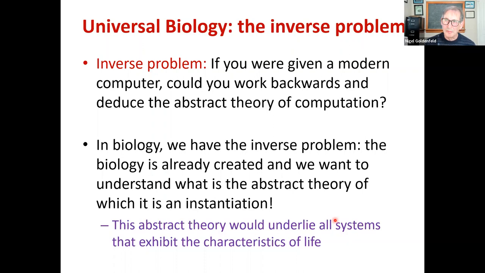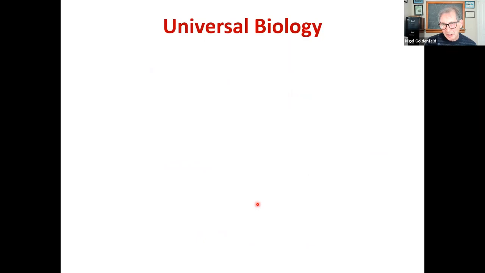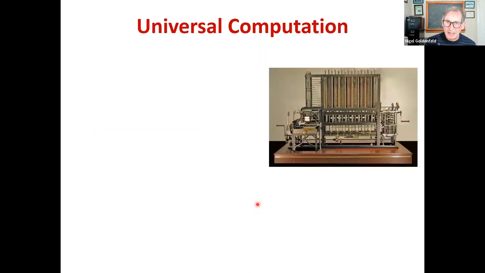Now, in biology, that's the inverse problem. We've already created the biology. We have the same problem, but we want to understand, what is the abstract theory? What is the abstract dynamics of which evolutionary dynamics is the instantiation? That is an abstract theory in the same way that universal Turing computation is an abstract description of universal computation that would underlie all systems that exhibit the characteristics of life. Now, I'll show you some examples of things that are universal in biology, not that we have any understanding of universal biology in the sense I just described, but let me first talk briefly about universal computation.